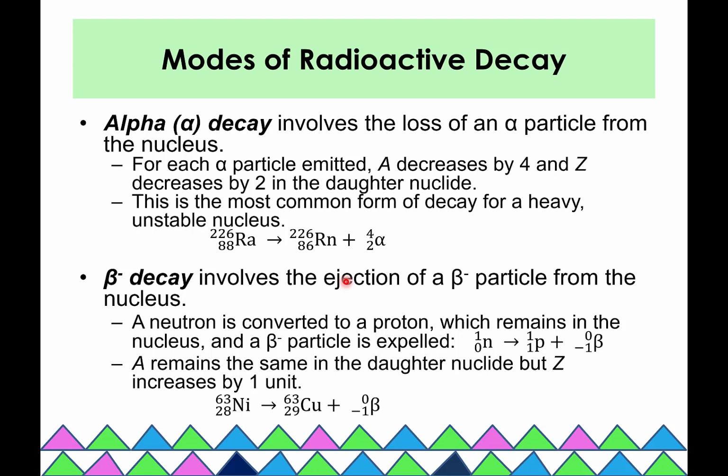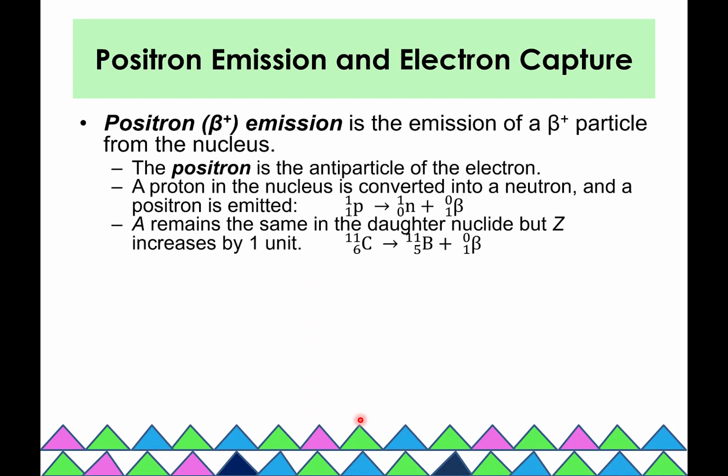So what happens in beta decay, a neutron is converted to a proton. So in this example, nickel is converted to copper. Nickel 63 is converted to copper 63 when a beta particle is released.